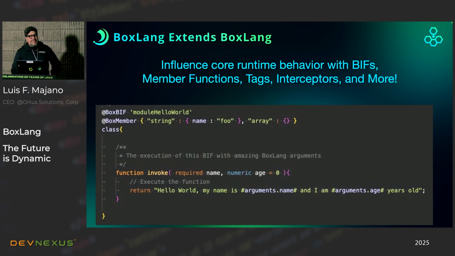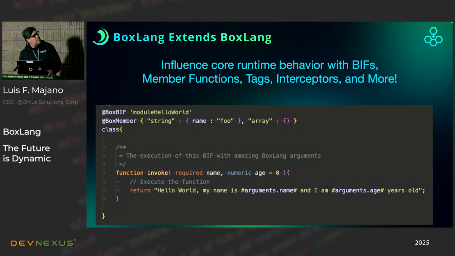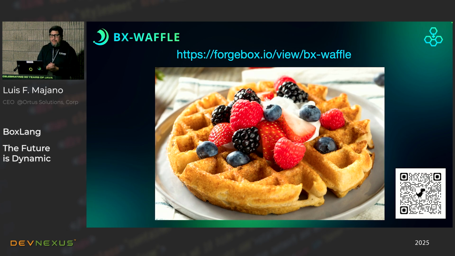It is very easy. Here's a little snippet of how you're creating a global function. You basically create a class with annotations that are very similar to Java. And then you have an invoke function with the different arguments. You can use the default arguments if you wanted to. And very easily in BoxLang, you can create your own global functions for your language, because now it becomes your language. Okay? To see an example of tons of these, my crazy friend with the green hat there, you can ask him questions, built this module called BX Waffle. And it has basically all kinds of capabilities to extend the language, just to give you an example. Okay?